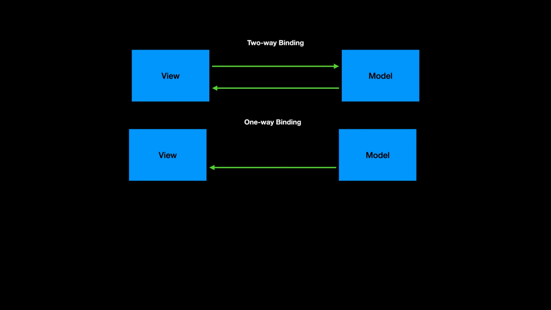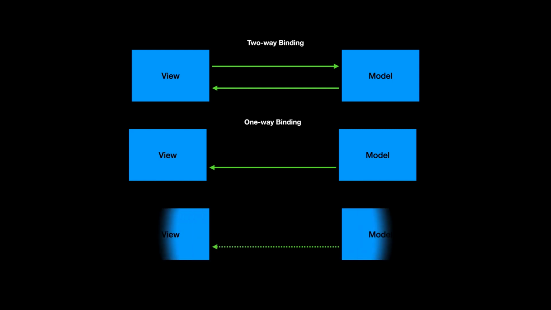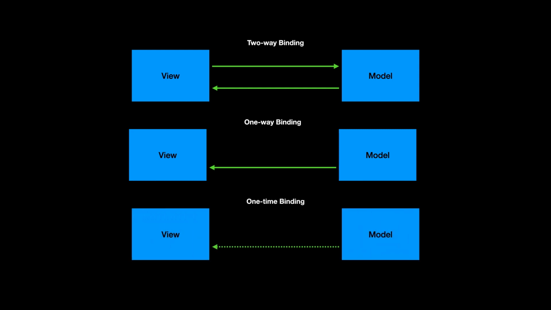Next is one-way binding. Any changes to the model is reflected to the view, but any changes to the view is not reflected back to the model. And finally, we have one-time binding. Unlike the two previous bindings, the model data is read only once and reflected to the view. Any changes to the model is ignored. Let's see this binding mode in our code.